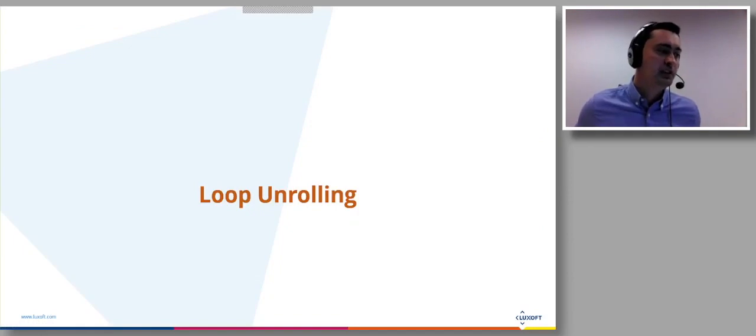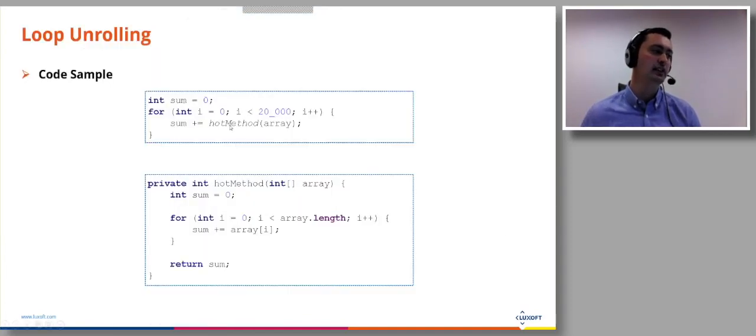The next optimization technique is called loop unrolling. Imagine we have a long-running loop. To minimize the number of iterations, and in a sense the number of jumps, the just-in-time compiler does loop unrolling by, for example, calling multiple instructions inside the same loop iteration. In this case, the number of loop iterations is reduced.